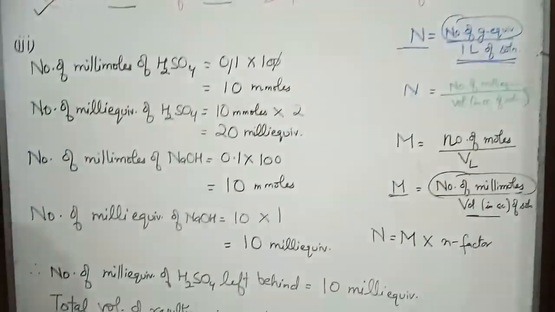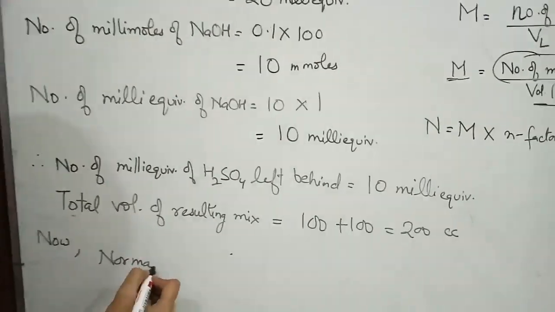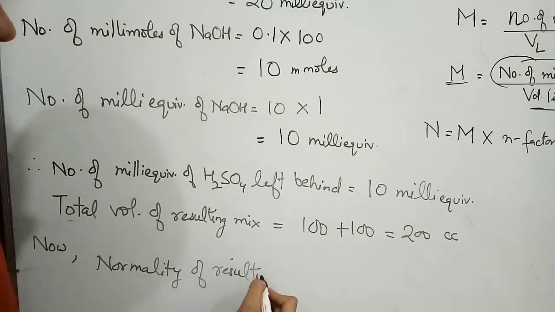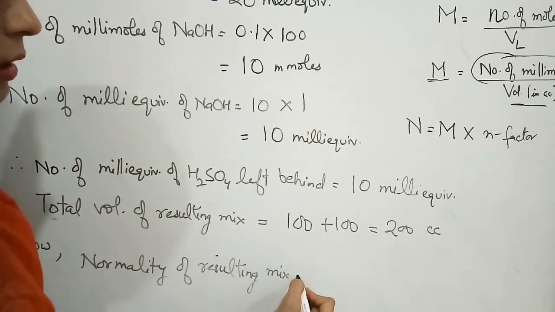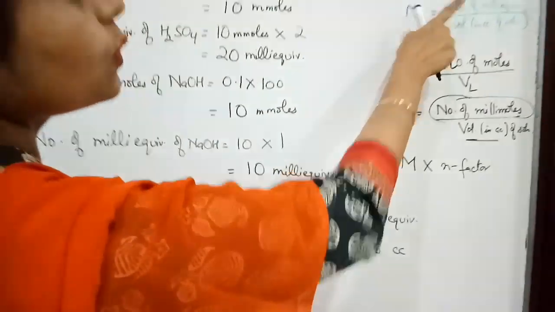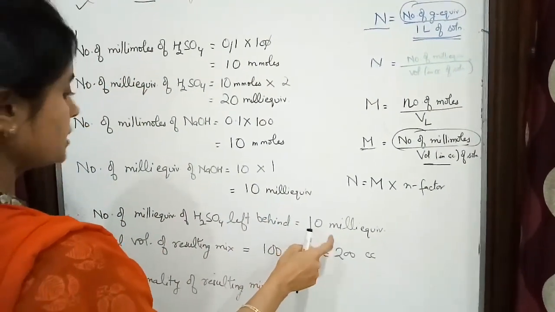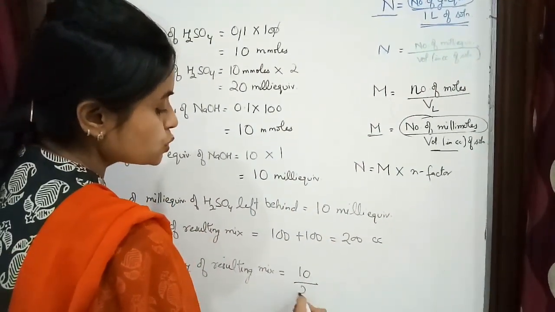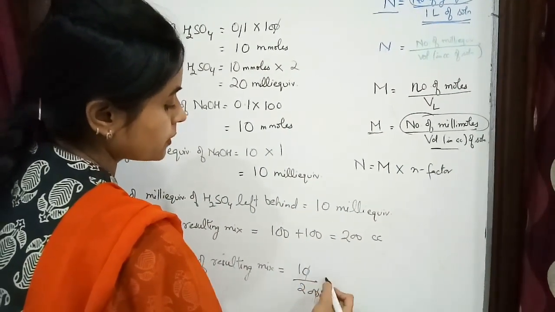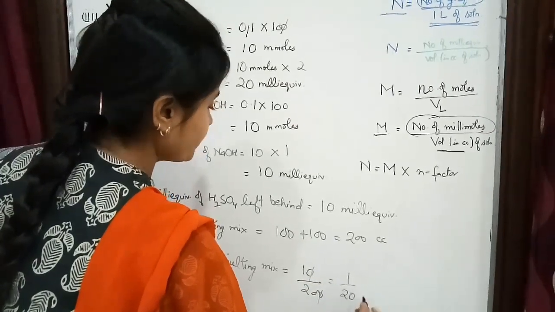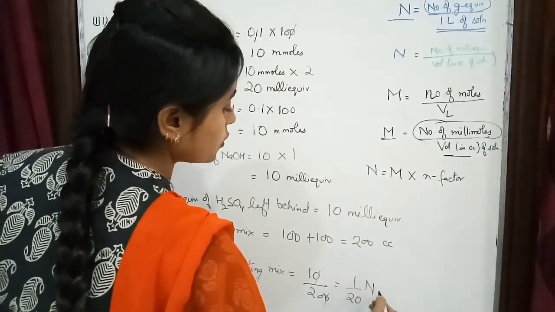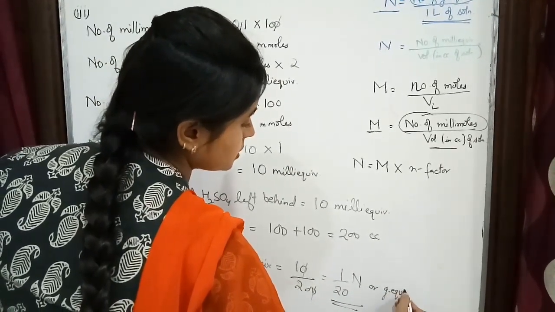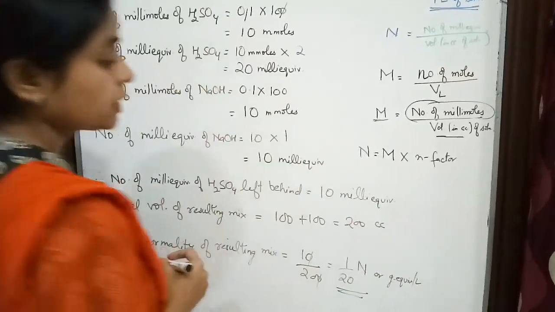Now normality of resulting mixture is equal to, according to this formula, number of milli equivalent, which is 10, upon volume in cc, that is 200, or 1 by 20 normal, or gram equivalent per liter.